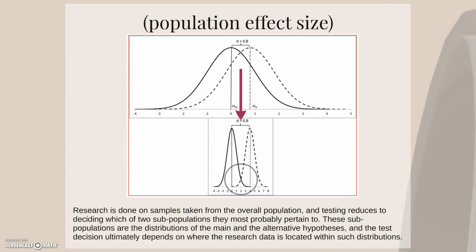Of course, research is done on samples taken from the overall population, and testing reduces to deciding which of two subpopulations they most probably pertain to. Now, these subpopulations are the distributions of our hypotheses, the main and alternative hypothesis, and the test decision ultimately depends on where the research data is located within such distributions.